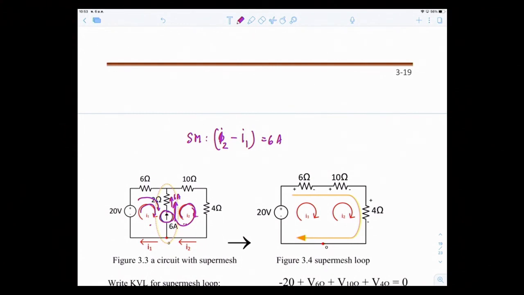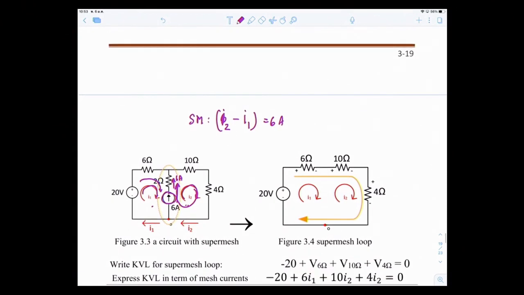If you're not so sure about that, you can write KCL at this point here, node A. I2 is going in, I1 is leaving, minus I1, and 6 amps is leaving, so minus 6 equal to 0. So KCL at node A gives I2 minus I1 equal to 6. Same thing. So when you have a super mesh, this is the information that you get.